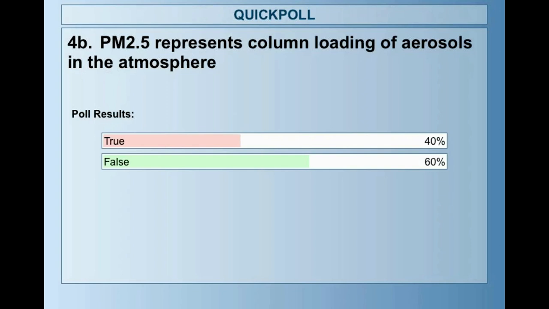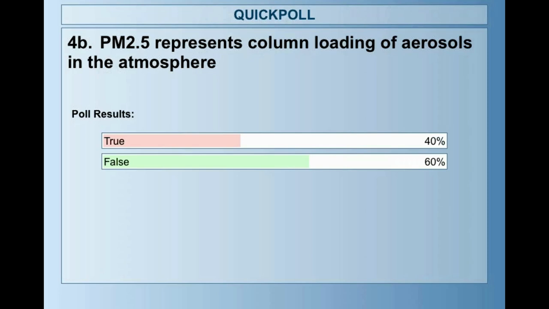Okay, so the correct answer to this question is false. As you have seen, 60% of people correctly identified that. PM2.5, which is measured to monitor air quality from ground instruments, is a dry mass concentration of particles less than 2.5 micrometers in aerodynamic diameter. It is monitored specifically to monitor nose level air quality, whether it's good, bad, or unhealthy for certain people, and that is why it represents only near the surface. It's not a column integrated value such as aerosol optical depth.